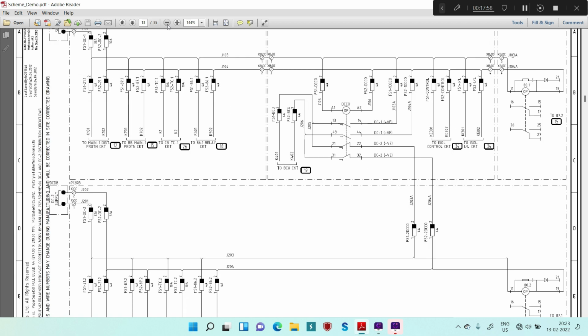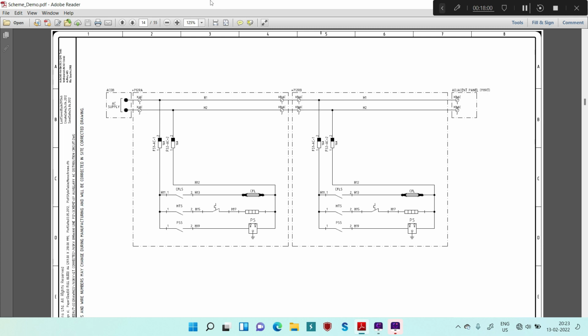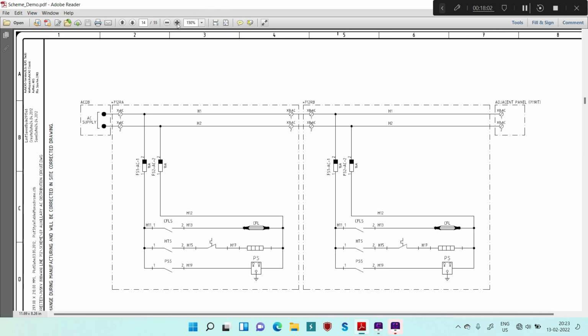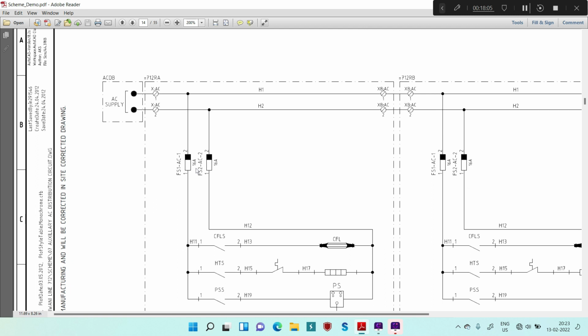On the next page, this page is basically for your AC circuit. In the AC circuit, again there is one small dotted rectangle for your AC supply, which is coming from ACDB. Then some panels, that is 712RA. The AC supply basically is used only for heating and lighting purposes. And if you see the AC ferrule, it starts with H. So H1, H2 is basically your AC supply. Then it will go through these fuses to CFL and for heater circuit like that.